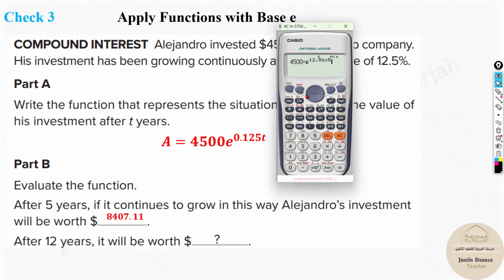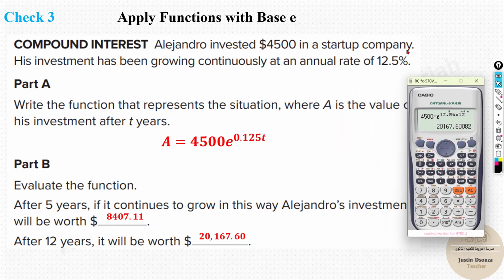8407.11. And if it was 12 years, how much is it? Just change 5 to 12 and the answer is 20,167.6. The rate is a very high investment rate. So what happens is if you put a small amount within a short time, 5 years, you're getting a lot of money. So this is how we solve this particular problem, just by substituting in the simple formula, and in the calculator you get the answer.